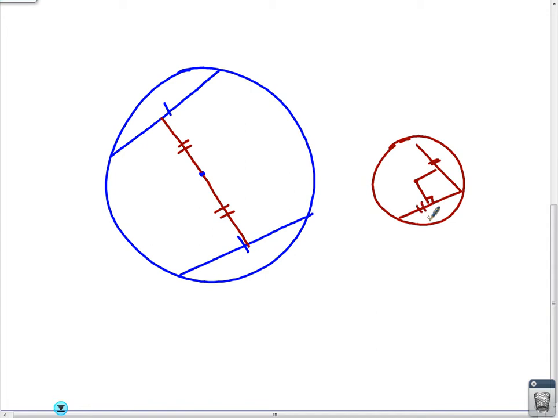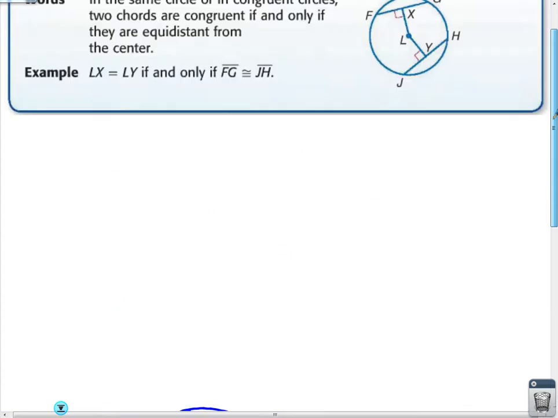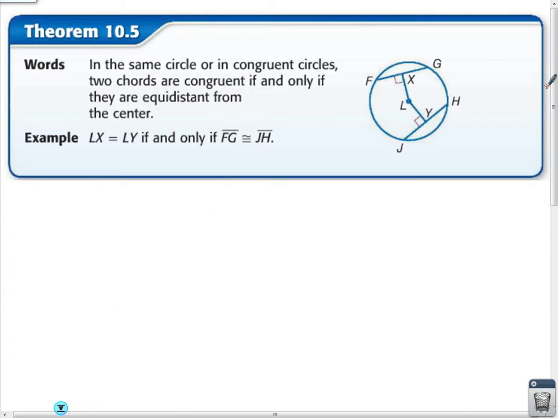So here we go. If two chords have the same length, their central angles are the same, their arcs are the same, and they are the same distance from the center of a circle. And here we have the biconditional that states that. Notice when I say biconditional, if and only if. It works both ways. Two chords are congruent if they're the same distance from the center. That's what equidistant means. And if they are the same distance from the center, then they are the same length.